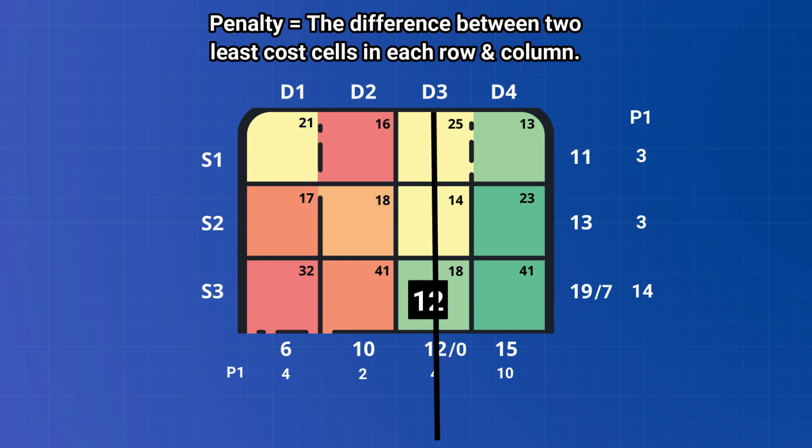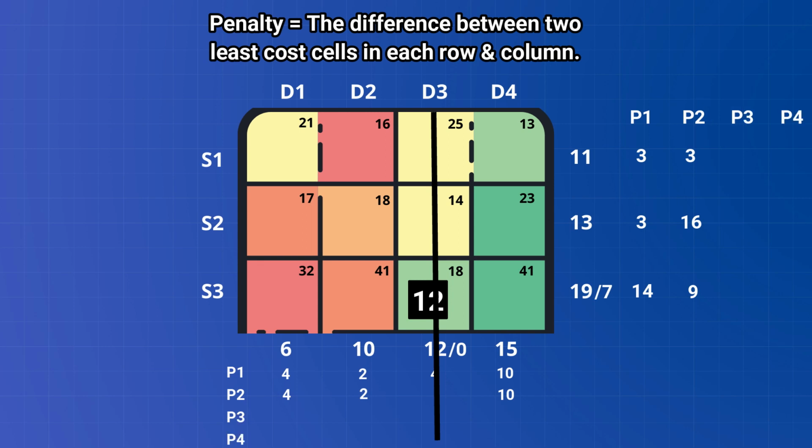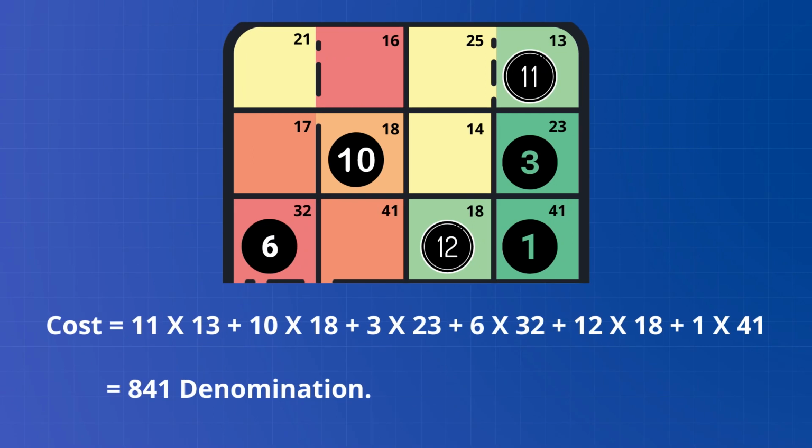Now again, we have to calculate the penalty for every row and every column because now the matrix has changed. This we will name as P2. We will make the necessary allocations as per the procedure and will calculate two more penalties, namely P3 and P4, and repeat the same process of allocation. So we have our final allocation as you can see here.